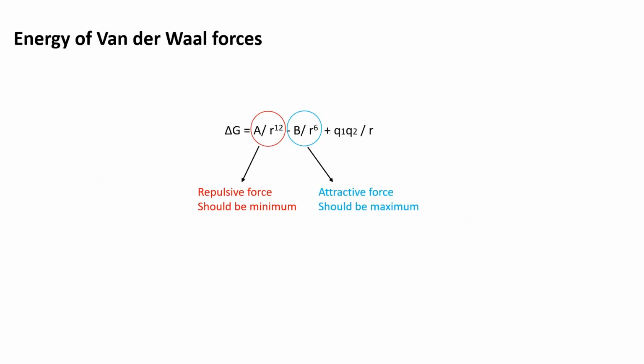The energy of van der Waal forces can be calculated using the formula delta G is equal to A upon R to the power 12 minus B upon R to the power 6 plus Q1 Q2 upon R. That means van der Waal interaction depends upon the radius, that is the distance, and the charges present on them. The first term, A upon R to the power 12, is the repulsion force, which should be minimum. B upon R to the power 6 denotes the attractive force, which should be maximum. As the R decreases, the attraction increases. If the R increases, the attraction decreases.